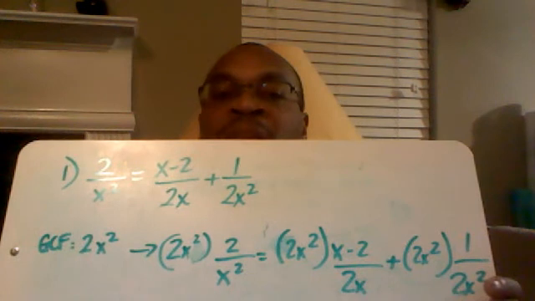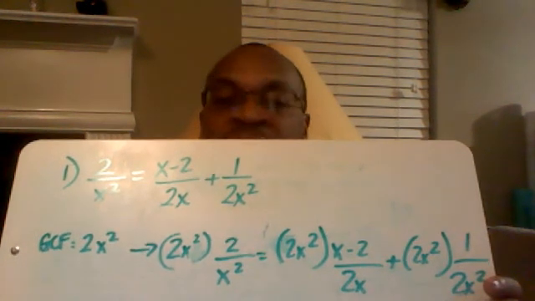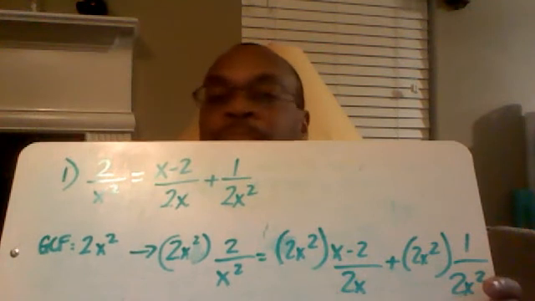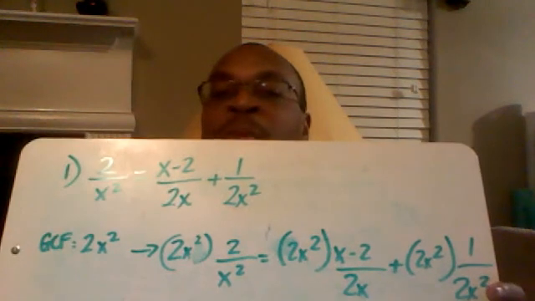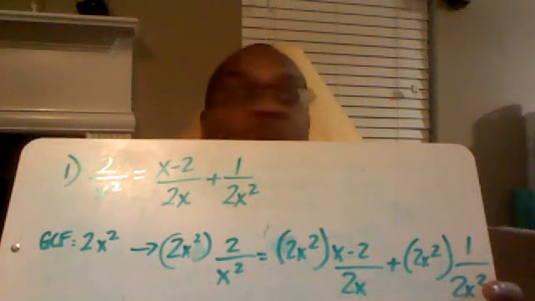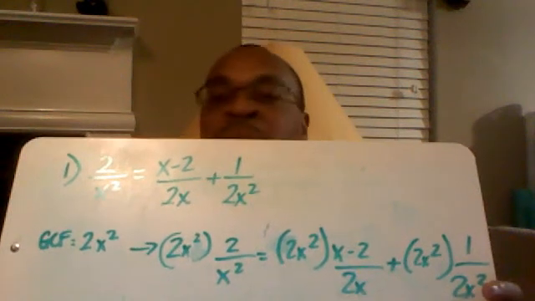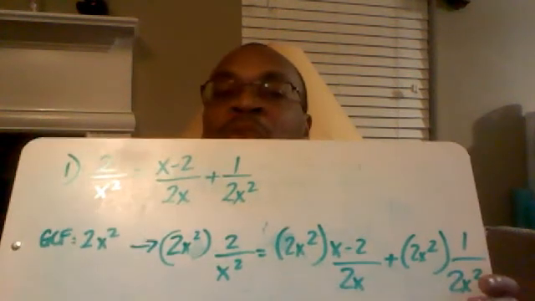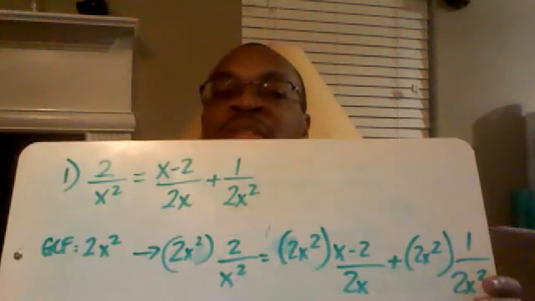If you look at the next term, you have x minus 2 over 2x. You should see that I can cancel the 2x out. And on the third one, you see 2x squared and 2x squared in your denominator. I can cancel the whole numerator and denominator. So that's what I'm going to do. On my next step, I'm just going to simplify.